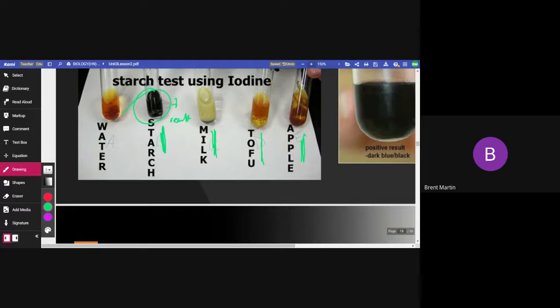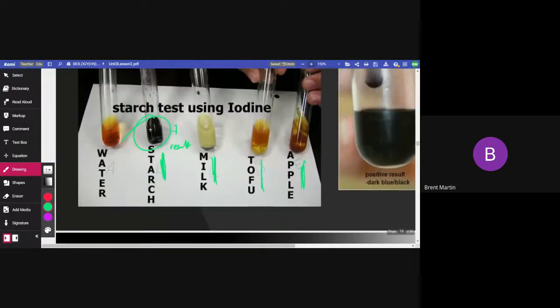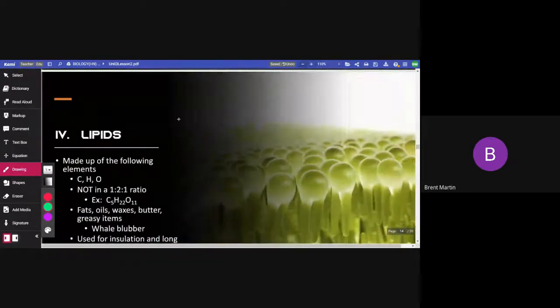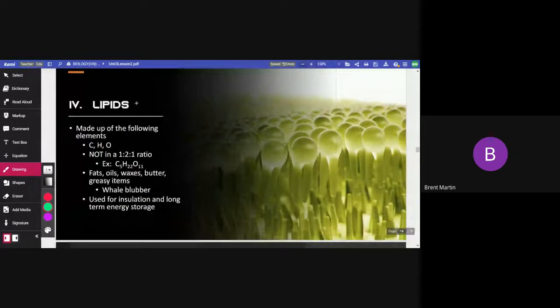Milk does not have any starches in it. Tofu does not have any starches. You could say apple had a little bit because you have a little discoloration, but obviously this one would be the one that has starch, a very clear positive result. All right. Now your next ones, okay, you've got carbohydrates out of the way.